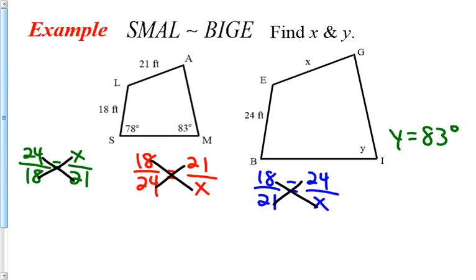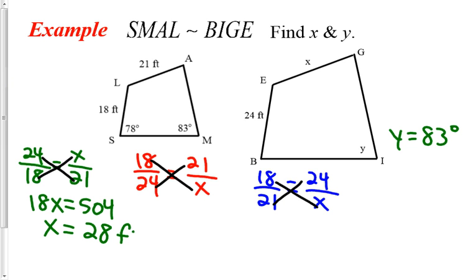Okay, so let's solve for X. 18x equals 504. Divide by 18, x equals 28 feet.